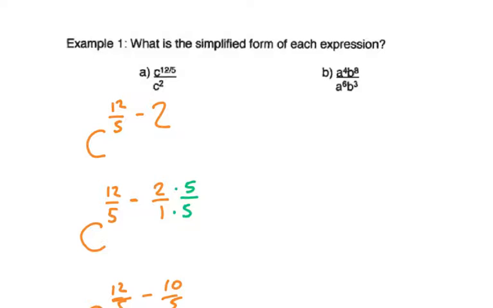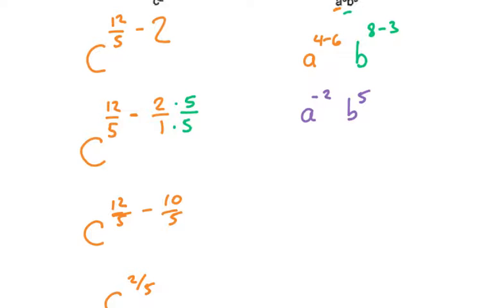Our letter B. Keep in mind, we subtract, so we're subtracting the a's: a to the 4 minus 6, and then we'll do the b's. So this is going to be b to the 8 minus 3, which yields a to the negative 2 and b to the 5th. Now, we don't usually leave it with negative exponents, so this final answer will be a squared on the bottom, because it's negative it goes to the denominator, and b to the 5th on the top. And that's it.